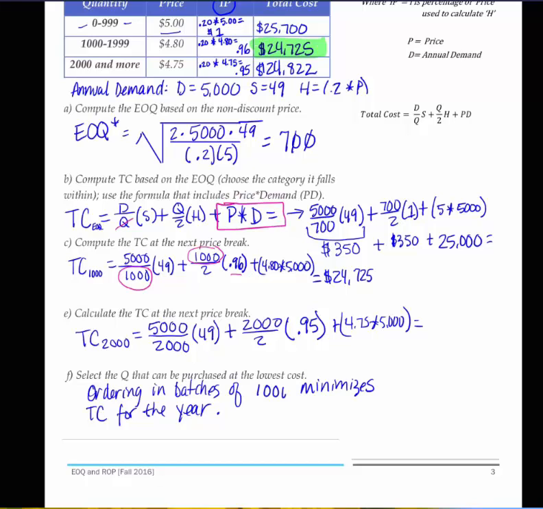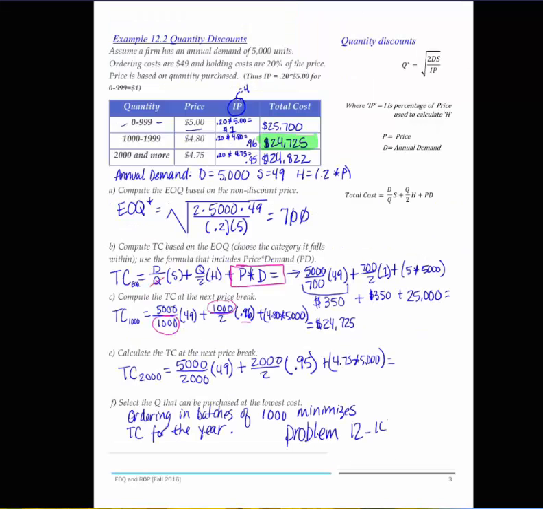So it would be a good idea to practice this model by doing problem number 12-14. I don't know why the 4 didn't show up there. And this problem kind of goes over this same exact concept again for you.